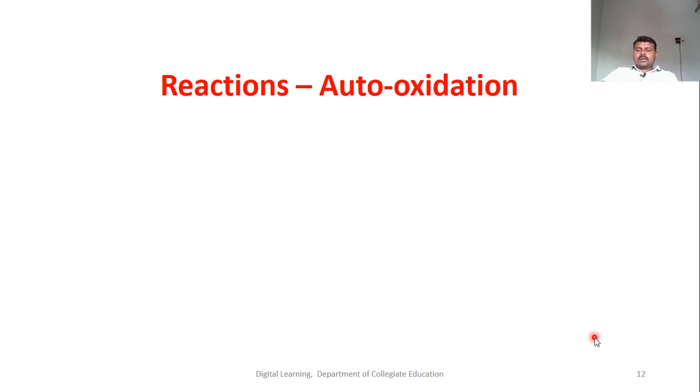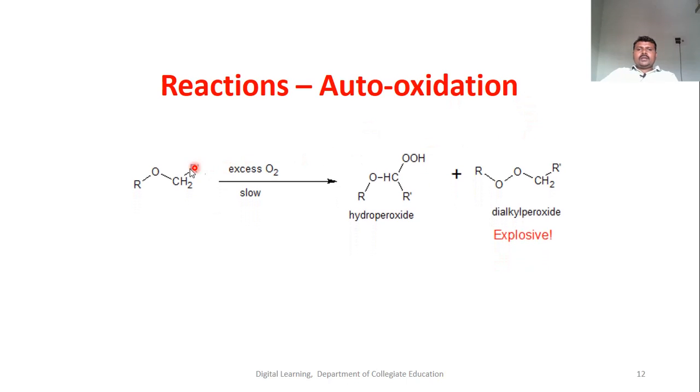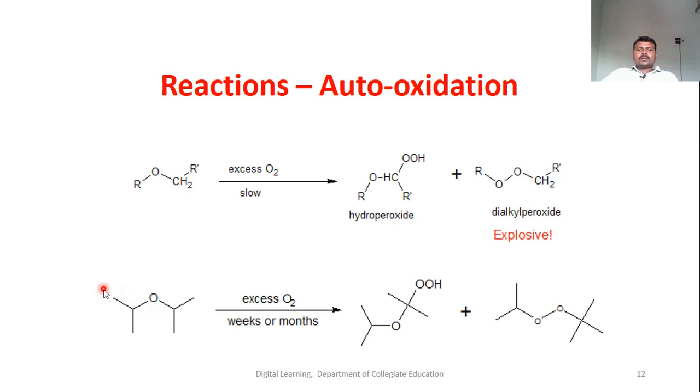Another very important reaction of ethers is autooxidation. Ethers undergo autooxidation when they are exposed to air. Ether reacts with oxygen in a slow manner to give hydroperoxides and dialkyl peroxides. For example, di-tertiary butyl ether undergoes oxidation to give di-tertiary butyl hydroperoxide and di-tertiary butyl peroxide, which are known to be explosive.